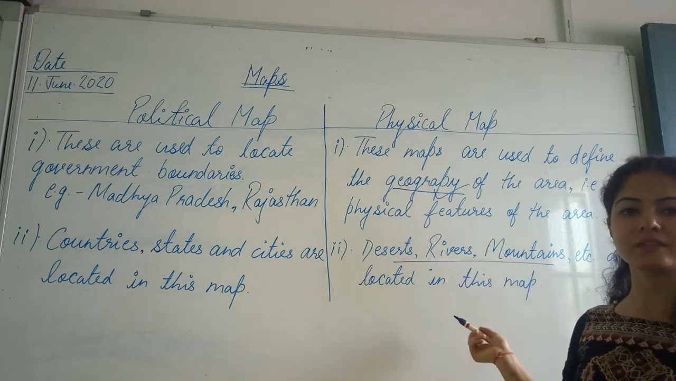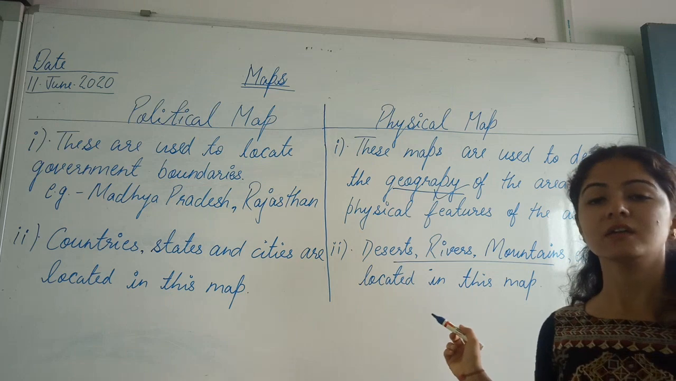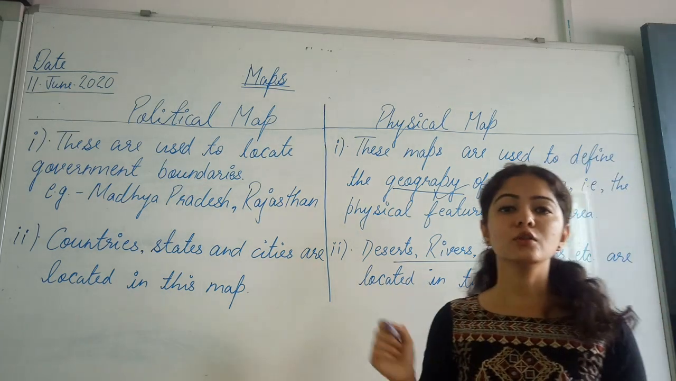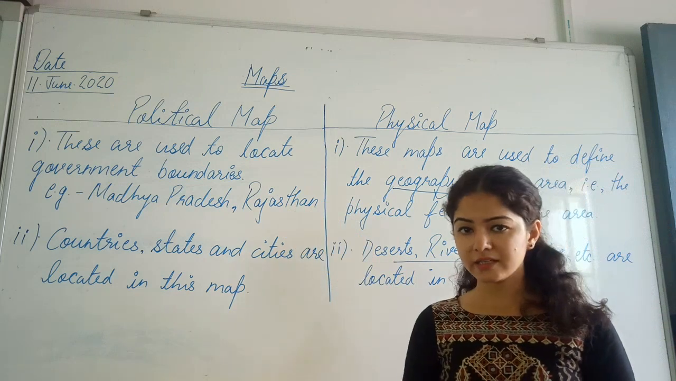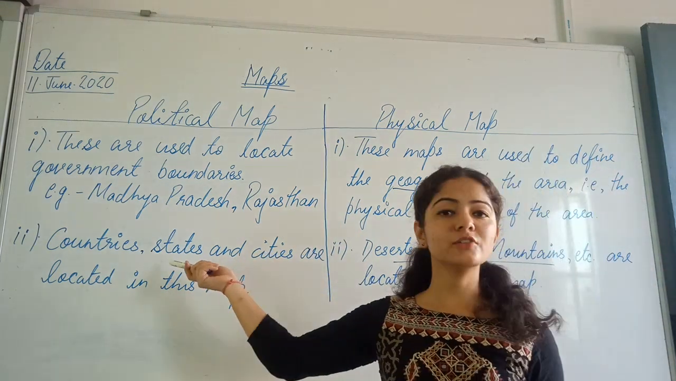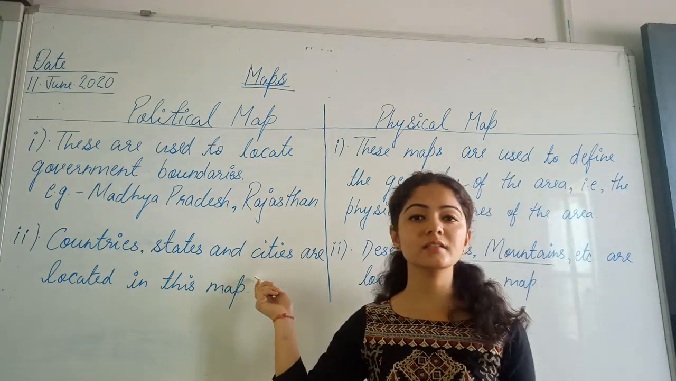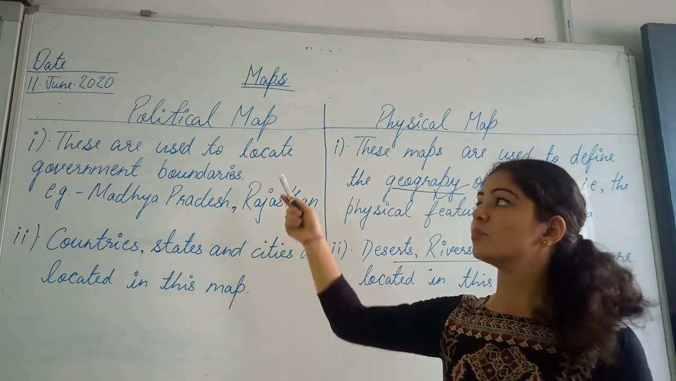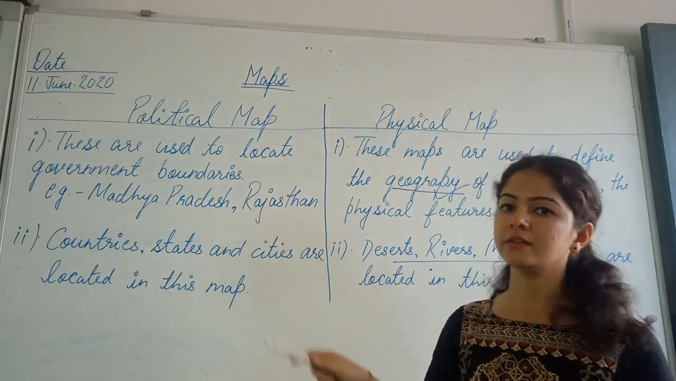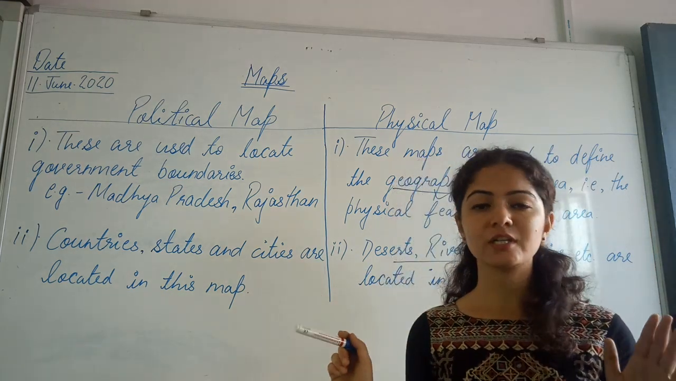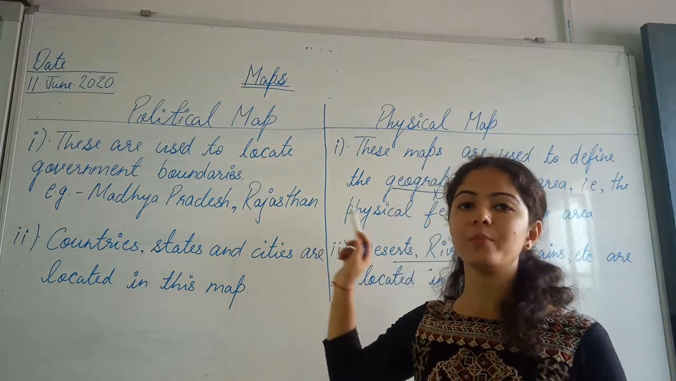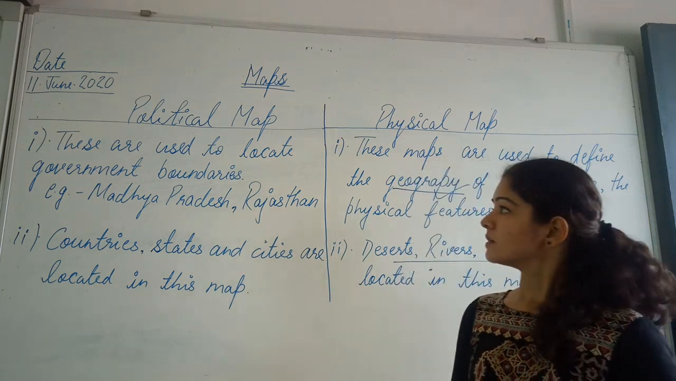For example, the deserts, rivers, hills, mountains. You will never locate these things in the political map of India. On the other hand, the countries, states and the cities you will always locate in the political map of India, not in the physical map. So now you know the difference between the political map and the physical map.